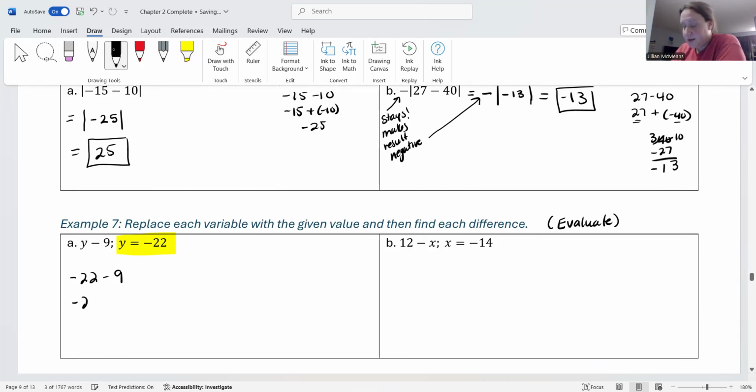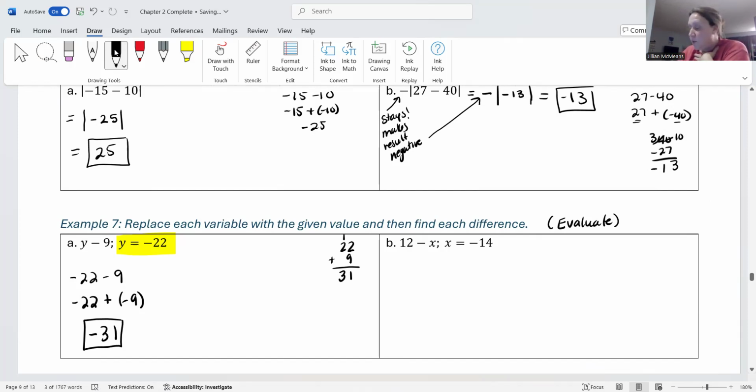So first number stays the same. And then instead of subtracting positive 9, we're going to do the opposite. We're going to add negative 9. So now we're adding two numbers with the same sign, so we truly add. So I get 22 plus 9. If you can't do that one in your head, do the side work. 9 plus 2 is 11, so I keep a 1, carry a 1. 2 plus 1 is 3, so I get 31. And because both of these numbers were negative to begin with, that makes my final answer negative 31. So when we evaluate y minus 9 for negative 22, we get negative 31.